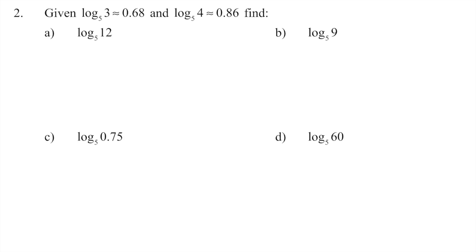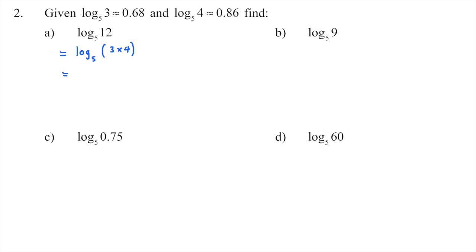Now, these types of questions are a little bit trickier because they're going to involve you using our log laws, but let's see how we go. Now, the log to base 5 of 12 can be considered as the log to base 5 of 3 times 4, because 3 times 4 is 12.